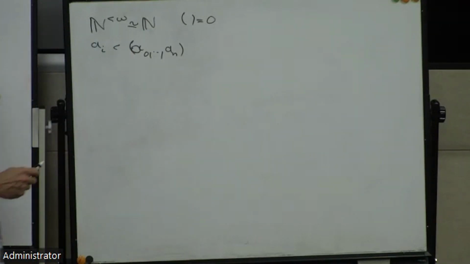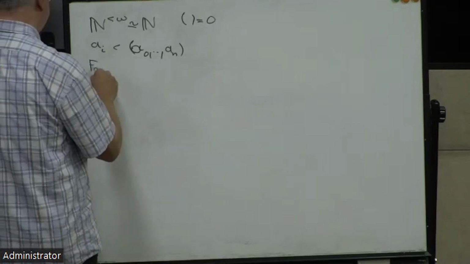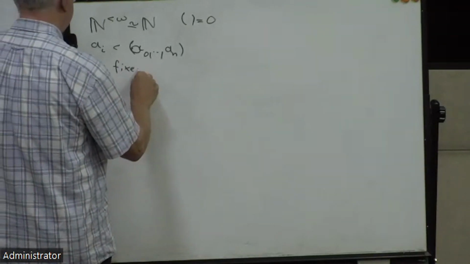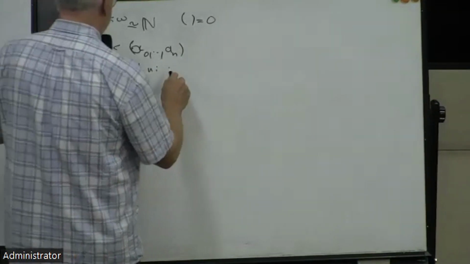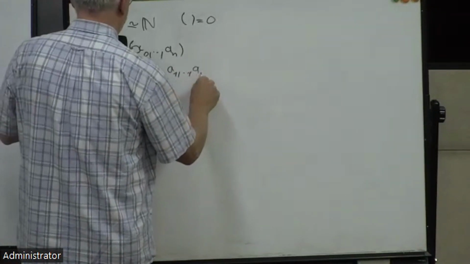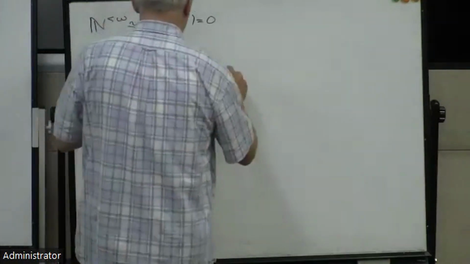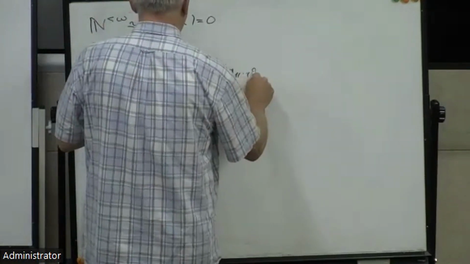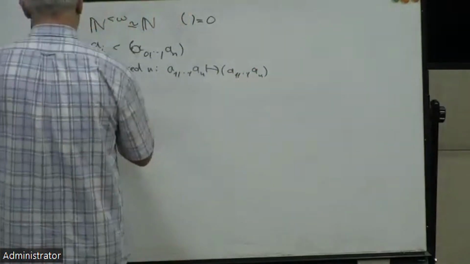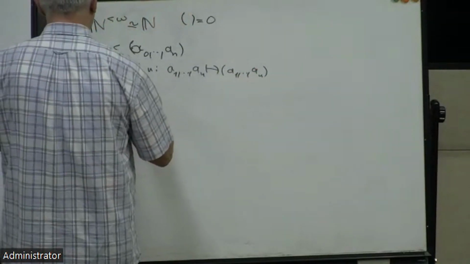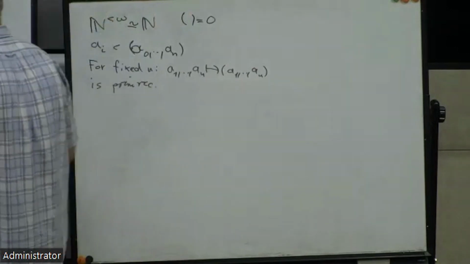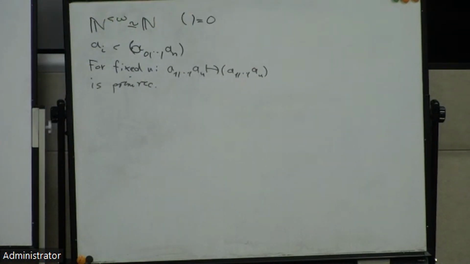And we want to have that for fixed n, the function a1 to an going to the code of the sequence is primitive recursive. So being primitive recursive means I have a function symbol for it in the class PR, and the function symbol evaluates according to these laws defined in the axioms of Z.